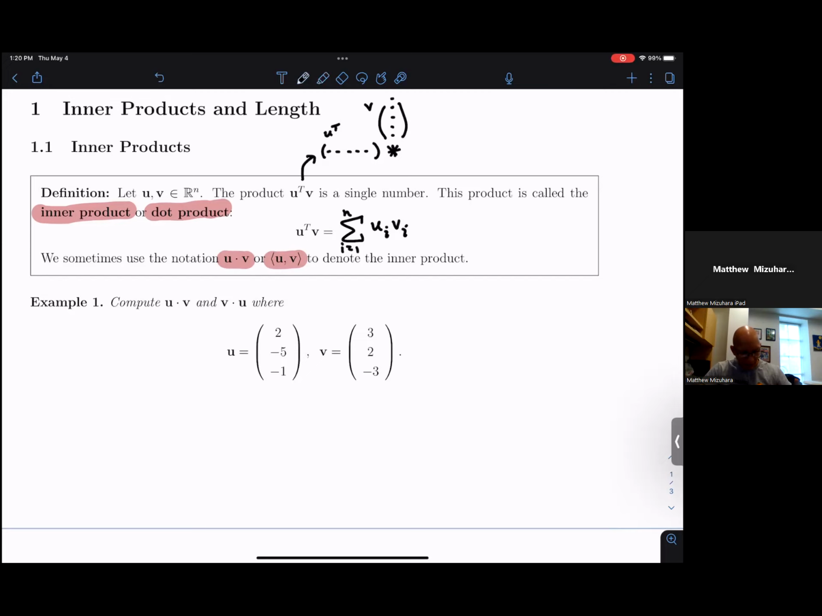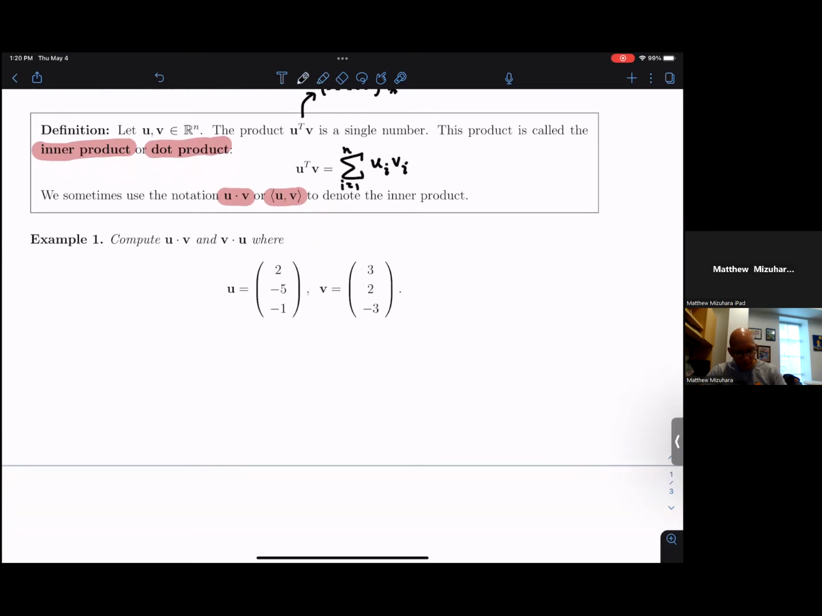So for practice, let's go ahead and calculate an inner product or a dot product with these two vectors here, u and v. If I'm doing u dot v, then I'm going to look at the first component of u, 2, times first component of v, 3, plus second component of u times second component of v, plus third component of u times third component of v. So if I add this all up, it's 6 minus 10 plus 3, which is minus 1. And as we hope, the answer is a single number.